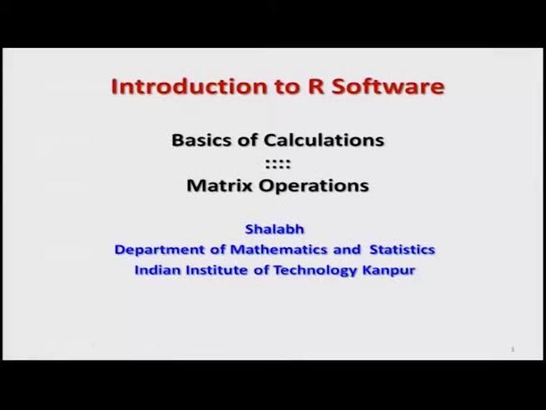Welcome to the next lecture on the course Introduction to R Software. You may recall that in the last lecture we were discussing some matrix operations, and we started with a discussion on how to do the matrix multiplications in R. We had considered one simple example where we had learned how to multiply a matrix by a constant.